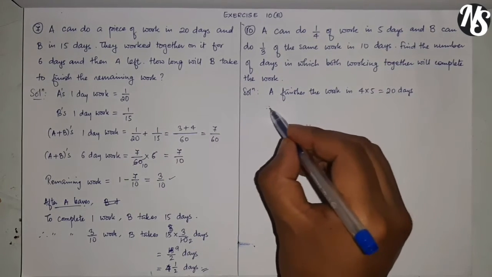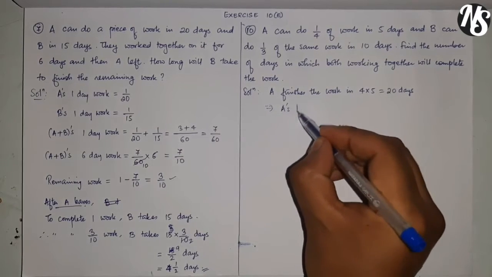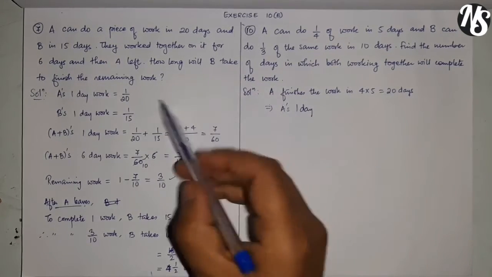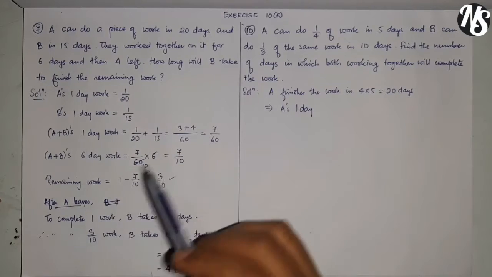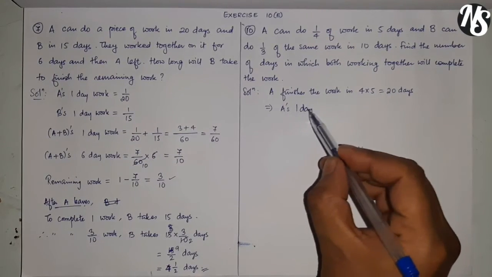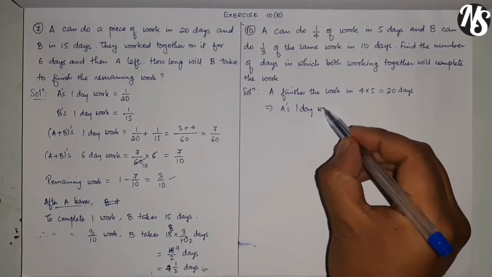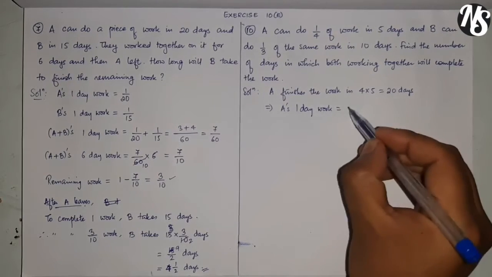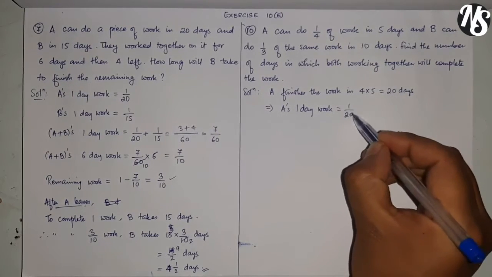So let's find A's 1 day work, because till now we are finding A's 1 day work, B's 1 day work, isn't it? So this 1 day work is very important in this particular problem. So it's going to be equal to 1/20.